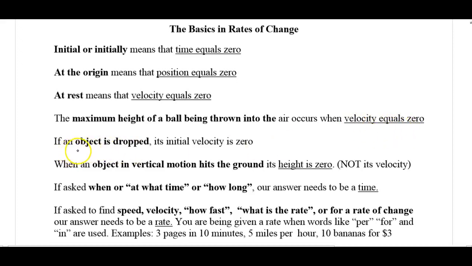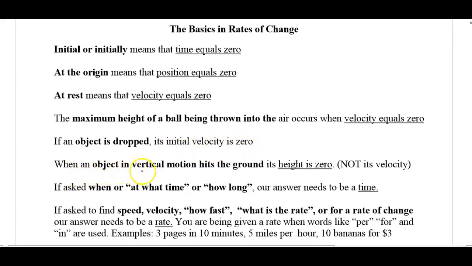Another key phrase is if an object is dropped. So if an object is dropped, that tells us that the initial velocity, so the starting velocity, must have been 0. Because if you drop something and you're holding it in your hand, it's not moving to begin with. So initially, at the start, the velocity is 0.